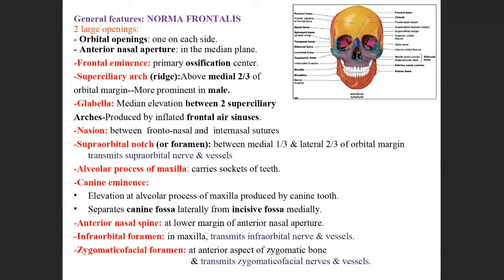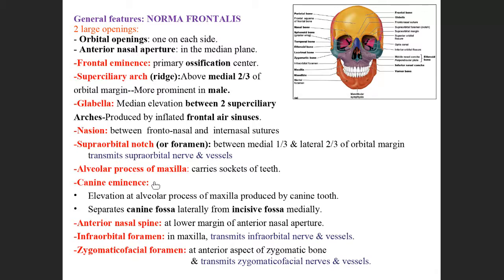Then, what is the alveolar process? Alveolar process means these are the areas where the teeth are present. They are also called alveolar processes. Where are they present? These alveolar processes are present in the maxillary bone. So they are part of the maxillary bone, or they are also called alveolar sockets.